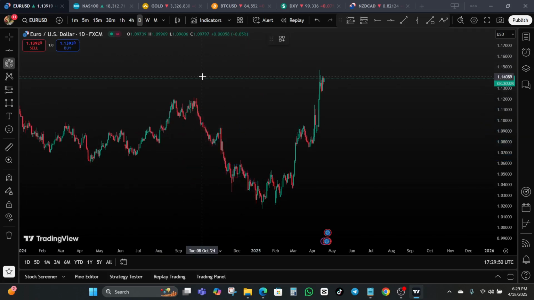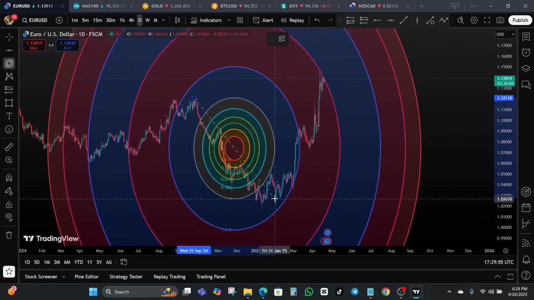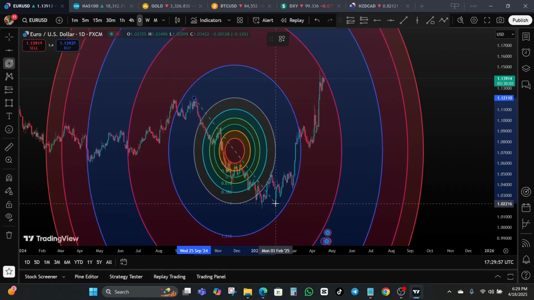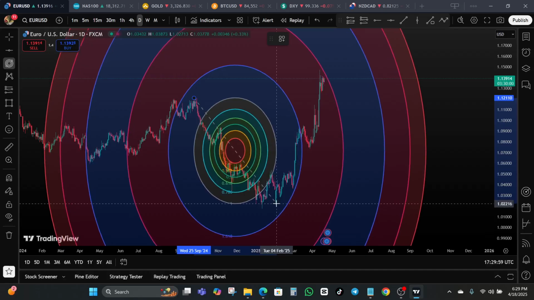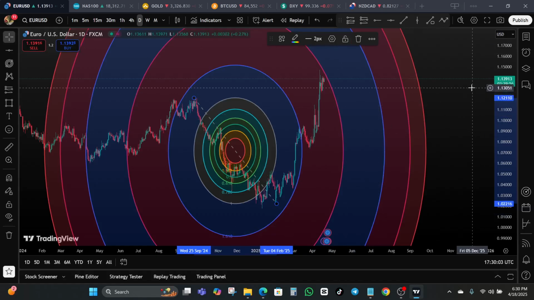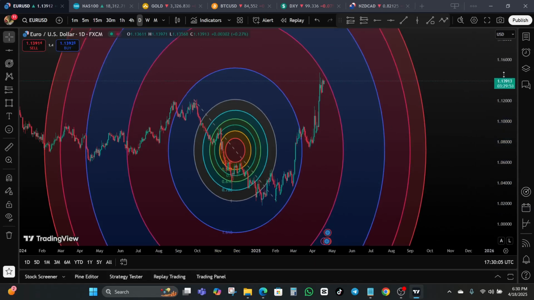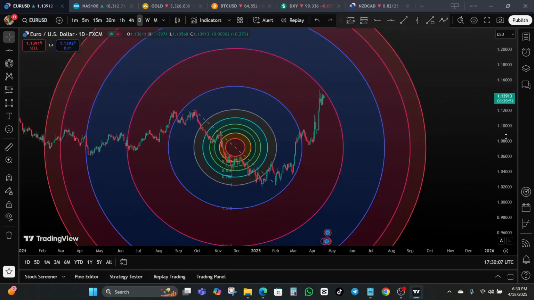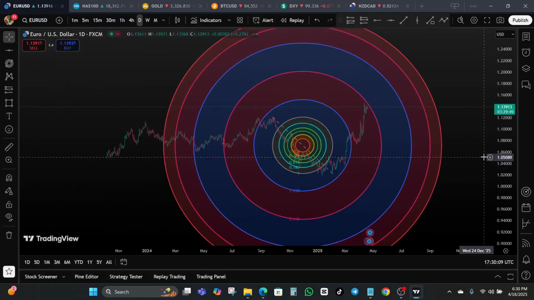We're going to extend this from here to here, from the high to the low, or it could be from the low to the high. So that is the first step.